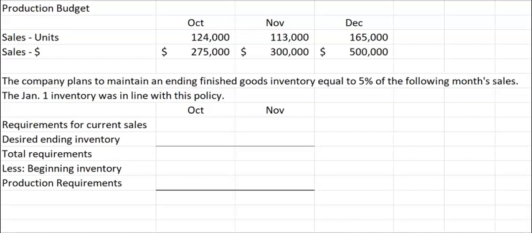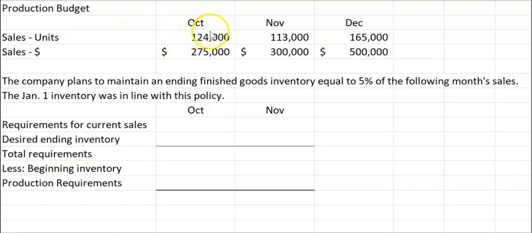Let's go over the production budget. Okay, the production budget is when we're determining how many units we need to produce. And then based on that, we'll determine what it's going to cost to make those units. So the production budget, we are only going to be dealing with units, not dollars. And so production is going to be based on our sales budget.